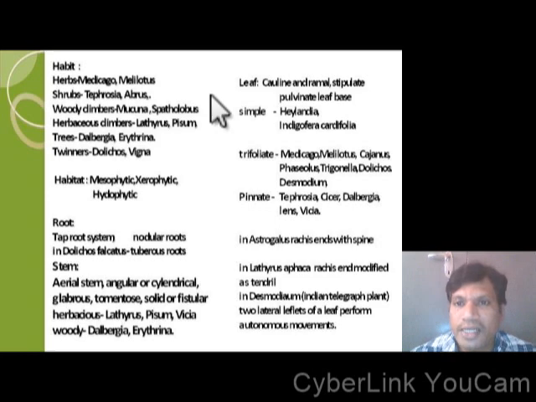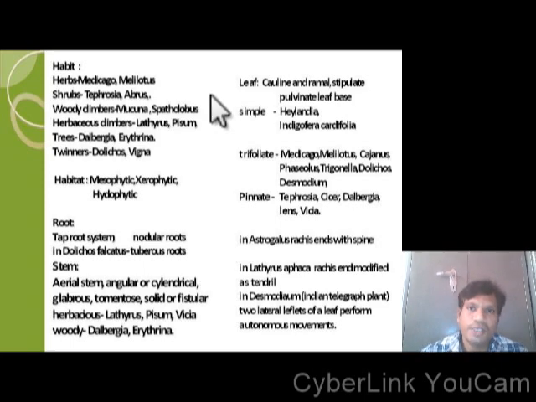In Astragalus, the rachis ends with a spine, and in Lathyrus the rachis is modified into a tendril. One more example is Desmodium gyrans, the Indian telegraph plant. It shows autonomous movement: if we give some music to the plant, autonomous movements take place in the leaves, somewhat like dancing.